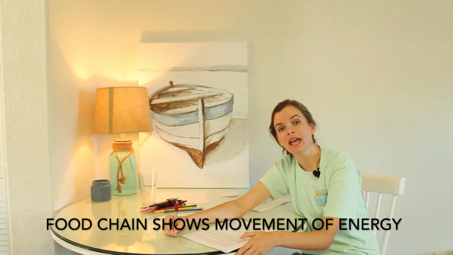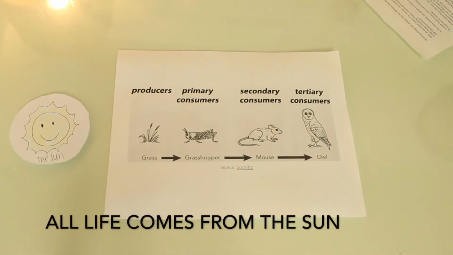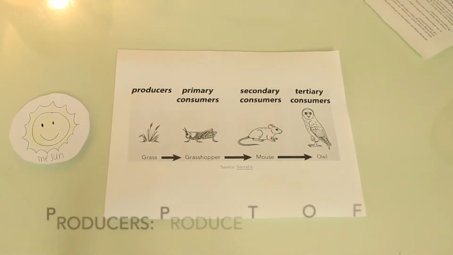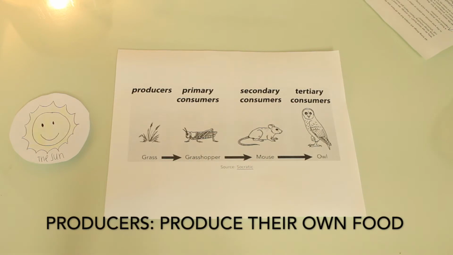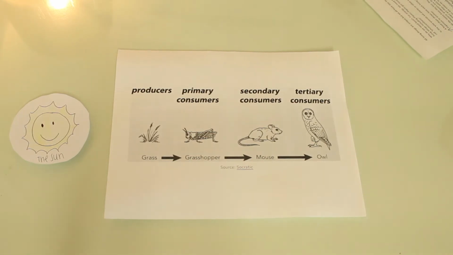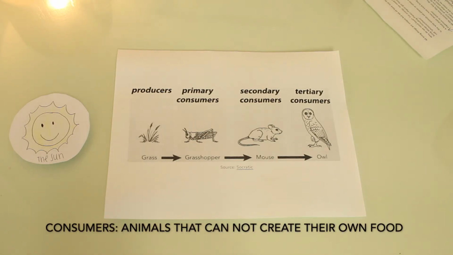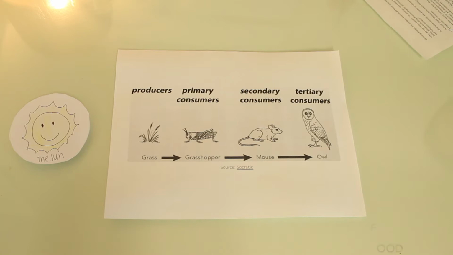A food chain shows how living things get their energy and how that moves from one living organism to another. All life stems from the sun. The sun then gives energy to plants, which provide their own food. We call these producers. Producers are then consumed by small animals, which we call primary consumers. Primary consumers are then eaten by larger animals, which we call secondary consumers. And then secondary consumers are eaten by tertiary consumers. This is how a food chain works.